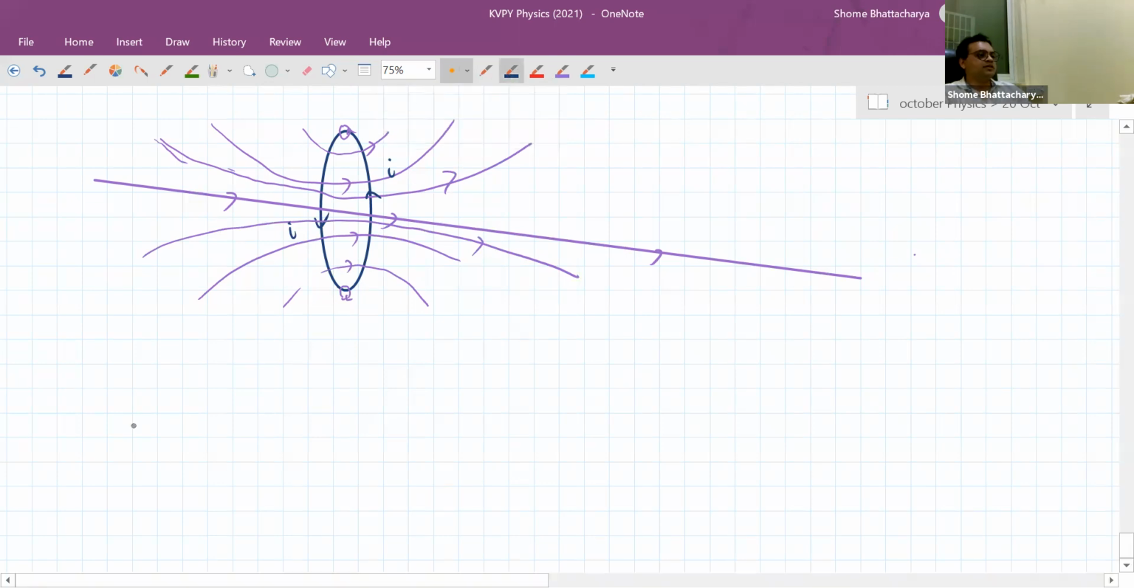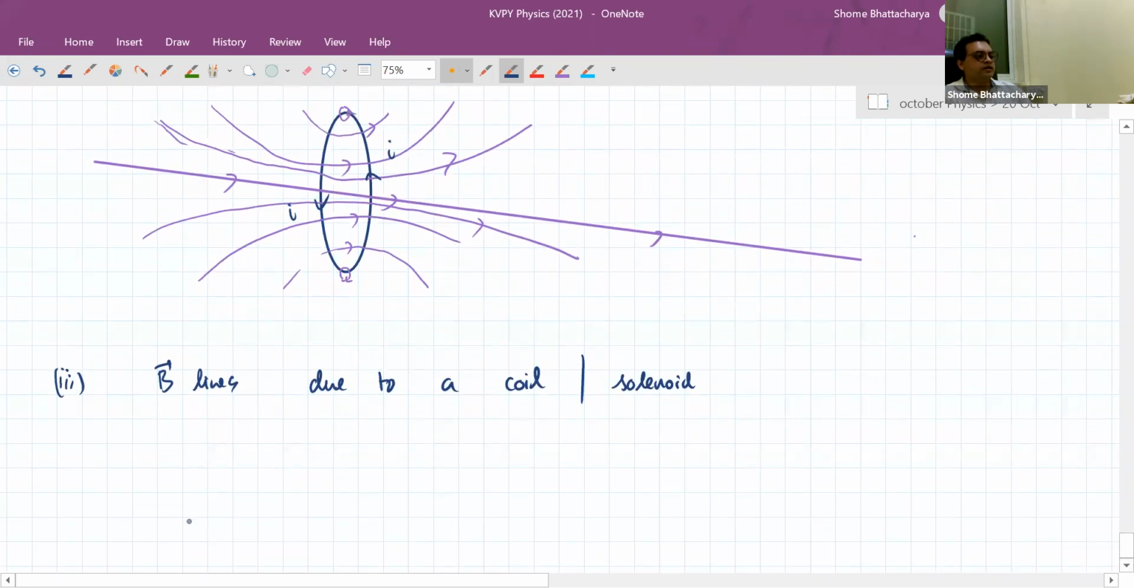So now this also helps us understand the magnetic field lines due to a coil or a solenoid, where a solenoid is basically a very tightly wound coil. So first we will look at how the magnetic field lines due to a not such a tightly wound coil look like. So, a reasonably loosely wound coil.